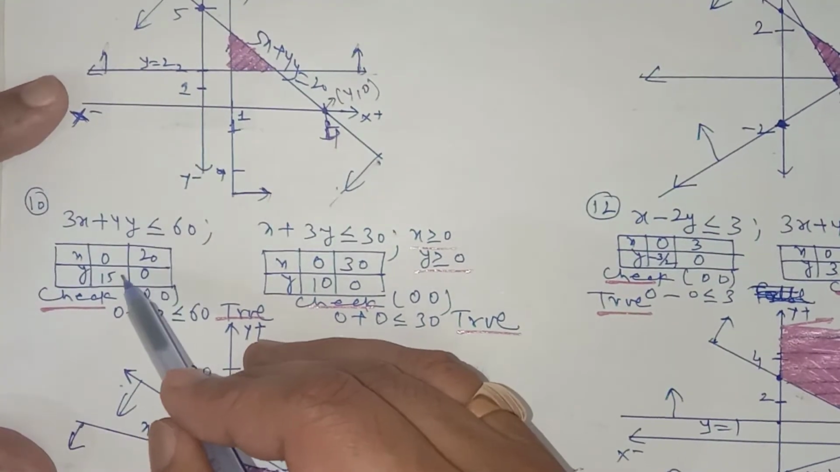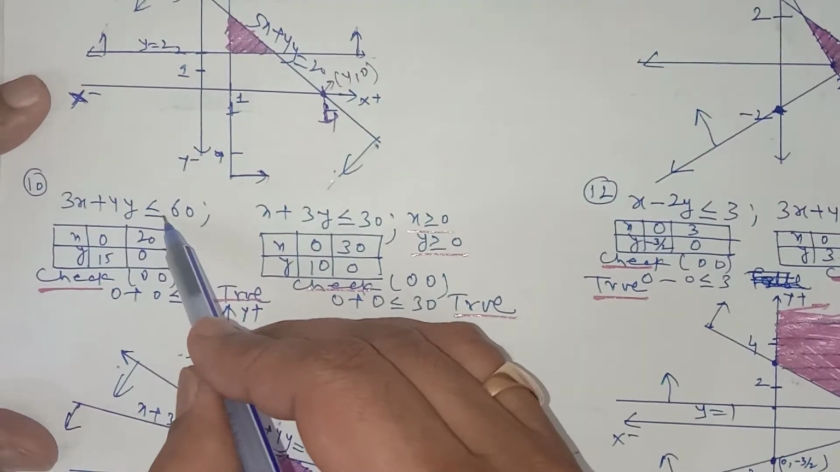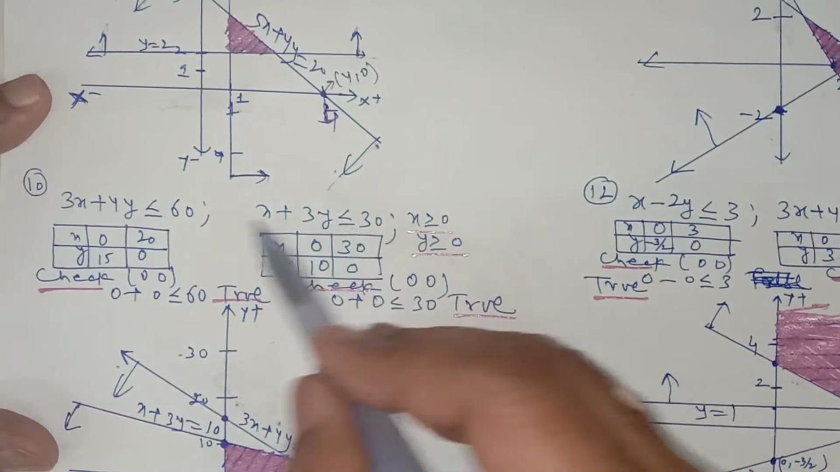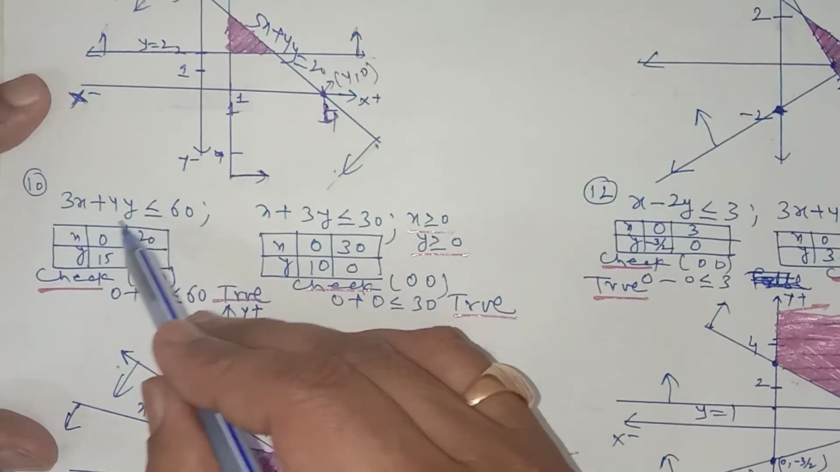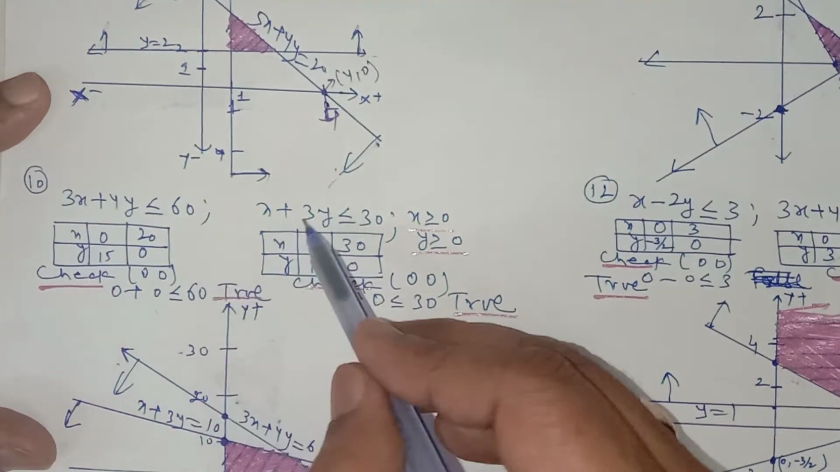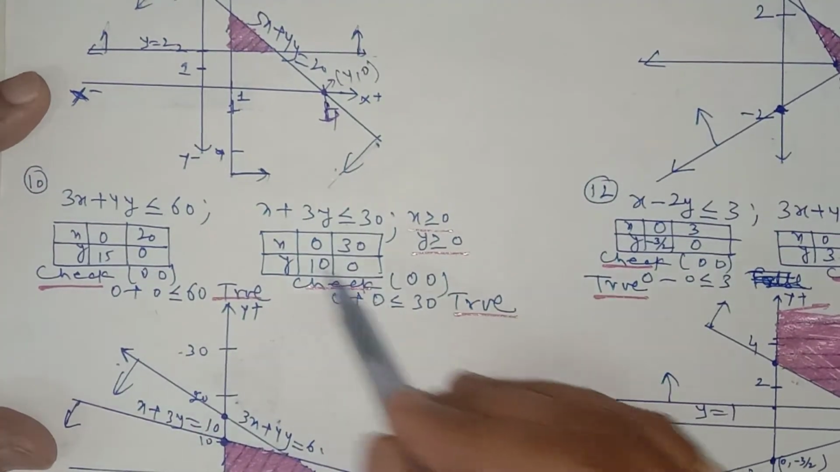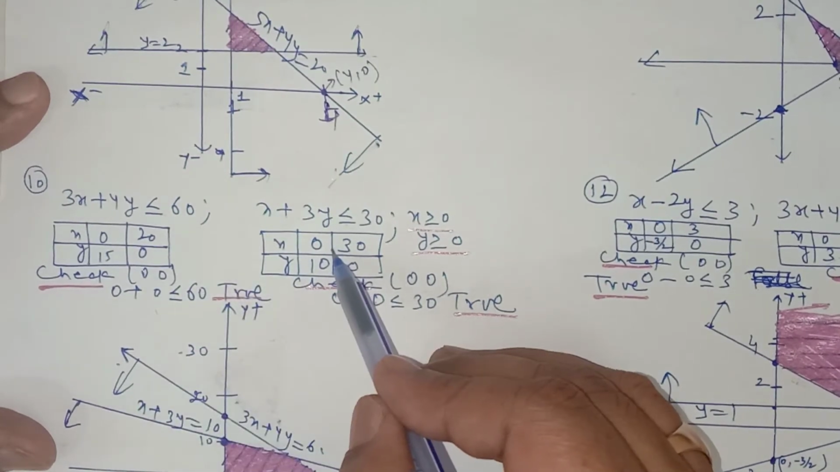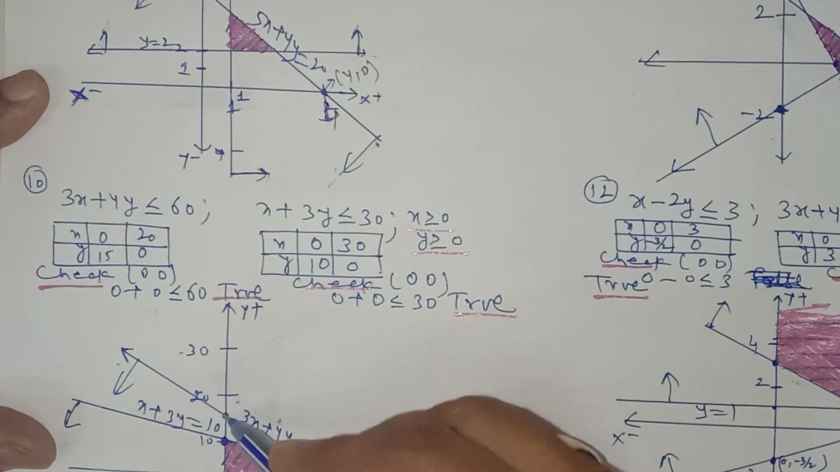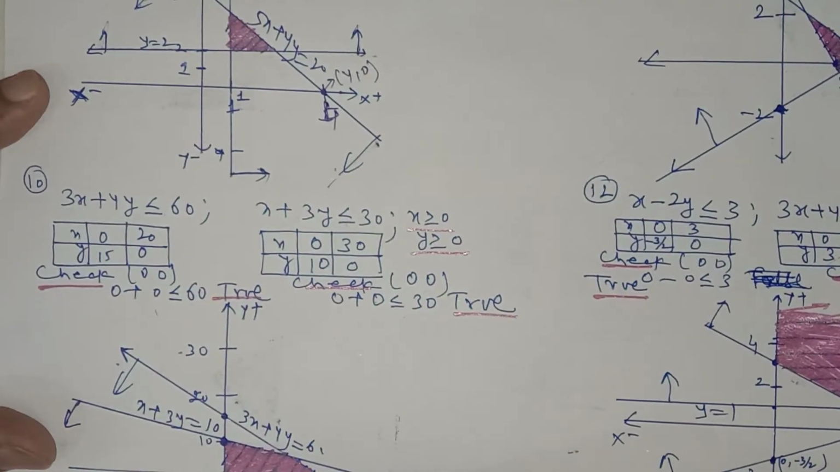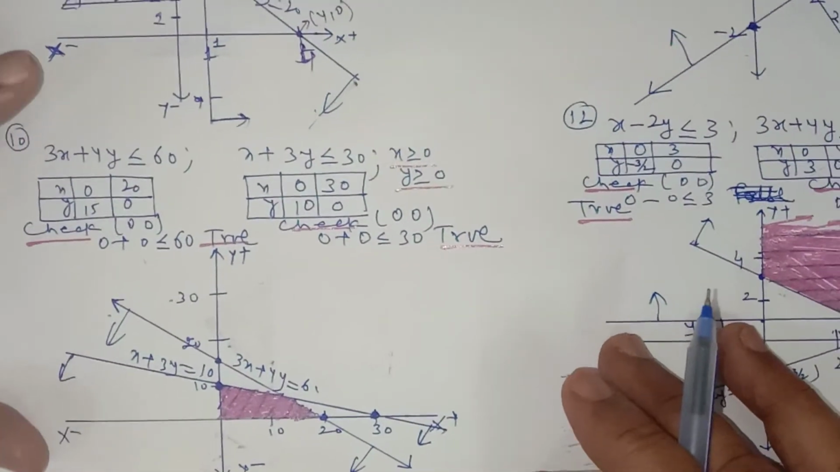Now as usual, draw the solution set of this equation as well as this equation. Checking whether 0, 0 is the solution of this equation or not. It is true, 0 plus 0 less than 60, it is true. 0 plus 0 less than 30, it is true. Now draw the line x0, y15, taking a proper scale. I have taken 1 centimeter equal to 10 units.